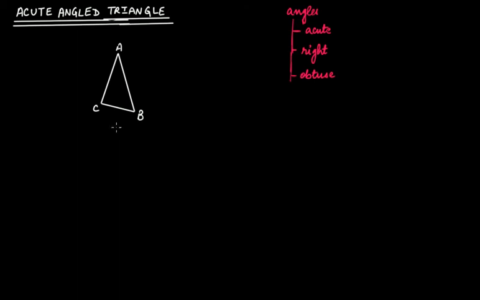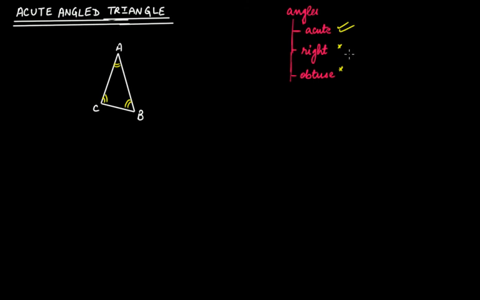So if you look at this triangle, then you can say that, hey, actually, all these angles are acute. All these angles are acute, and none of them are either right or obtuse. These all are acute. And that's what an acute angle triangle is.